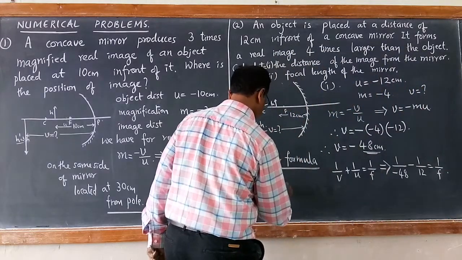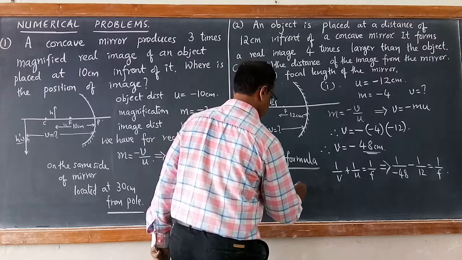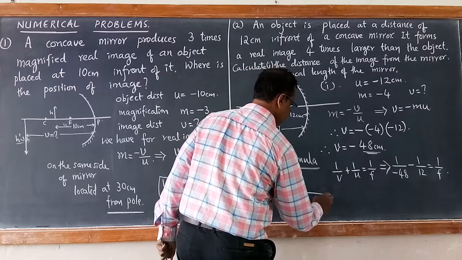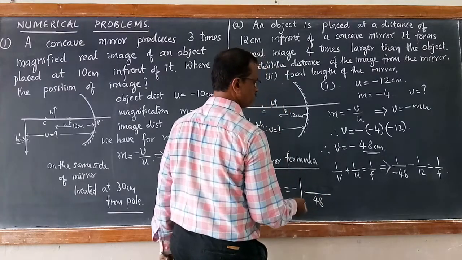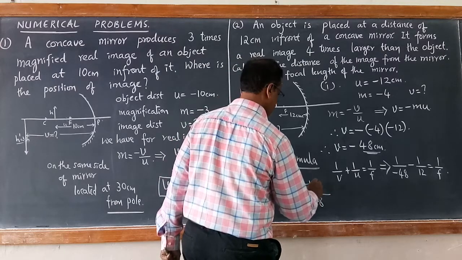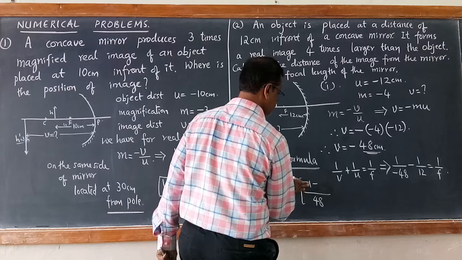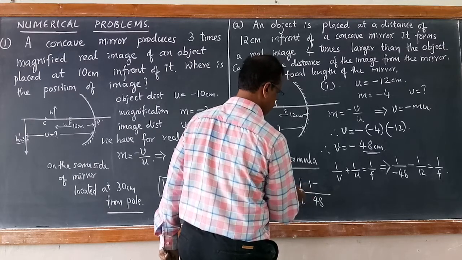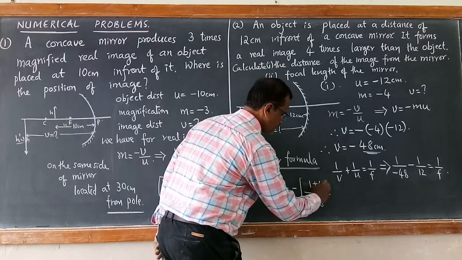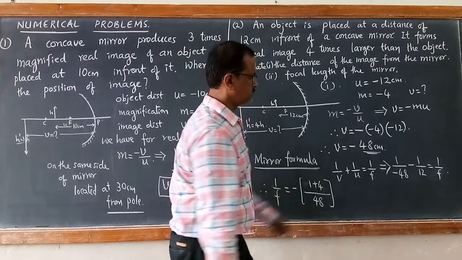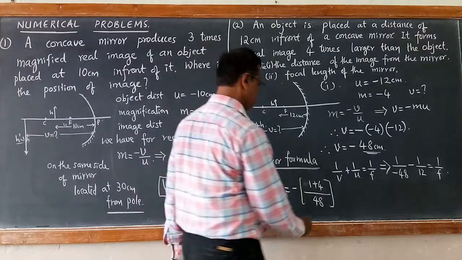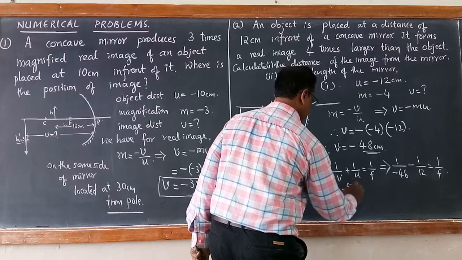Therefore, 1 by F is equal to minus, take out minus. 48 will be the LCM. 12 ones are 12, fours are 48. So it becomes minus 1 plus 4 over 48, because I have taken minus outside. 12 ones are 12, fours are 48, ones are 48. Okay. Minus 5 by 48.